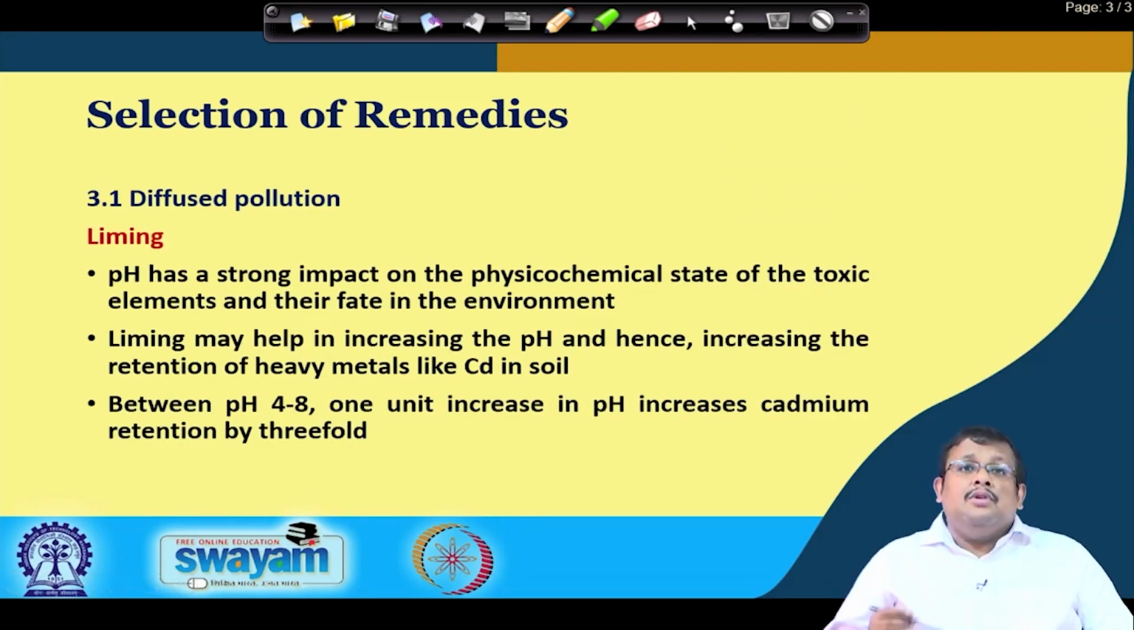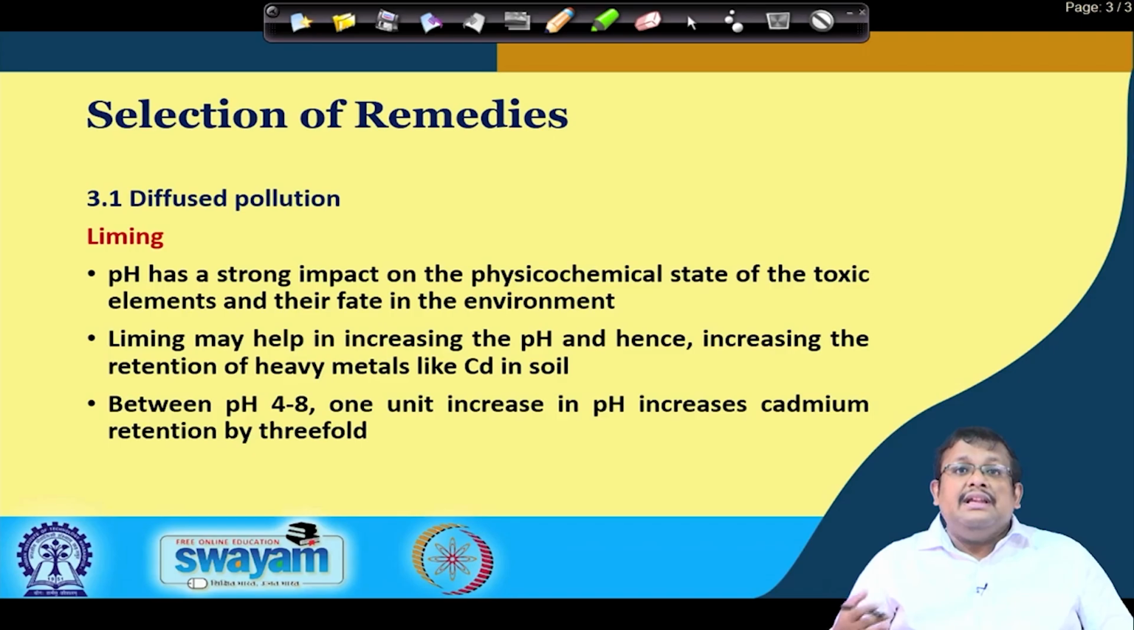Now, liming. You know that pH has a strong impact on the physiochemical state of the toxic elements and their fate in the environment. Liming, which is basically the application of calcium carbonate, helps in increasing the pH. Generally liming is done in the case of acidic soil. In acidic soil, the pH is low, so to increase the pH, we generally apply calcium carbonate.